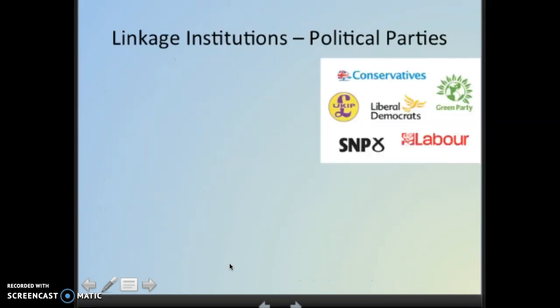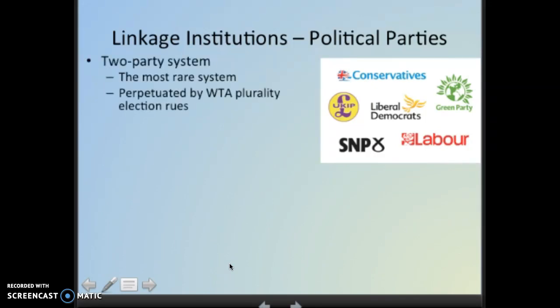Okay, then we're going to continue with two-party systems. Two-party systems are actually really weird. They're what we have, and we have a set of election rules through the winner-take-all plurality system that we have that kind of perpetuates the two-party system.